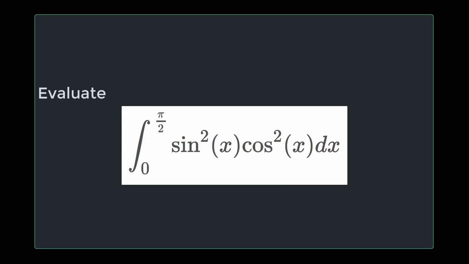The question we're working on today is, evaluate the integral from 0 to pi over 2 of sine squared x times cosine squared x dx.